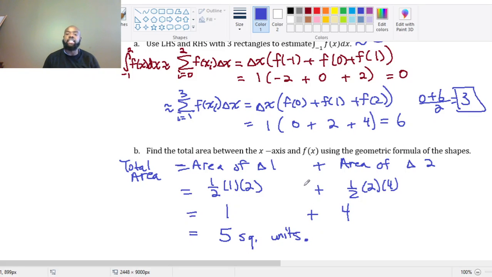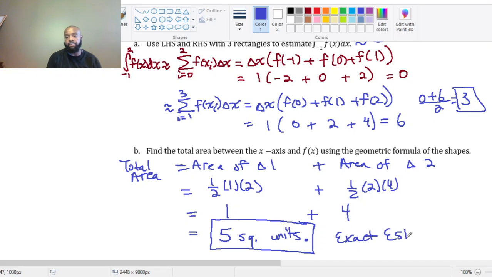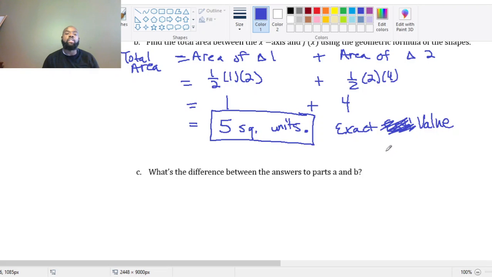And so when I did this, what I've seen here is that when I do my total area between my x-axis and my curve, I get this exact value. It's no longer an estimate because it's area of triangles. But when I do my left and right hand sums, I get a severely low estimate of this area, right? And so one of the things that I wanted to talk about is what's the difference between the answers in parts A and B.